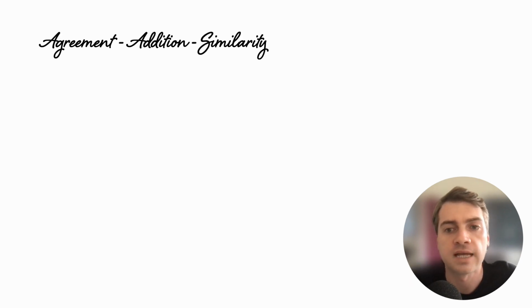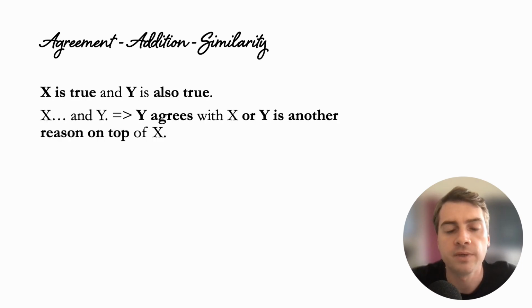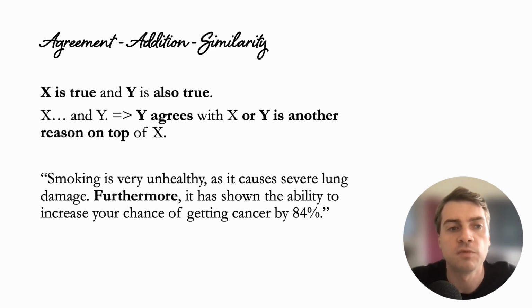So if we start with the first type as an example, agreement, addition, similarity, all right? The formula we have for this one is X is true and Y is also true. Or if we have an X part of the sentence, then a transition, and then the Y part, the sentence is saying that Y agrees with X, or Y is another reason on top of X, okay? So, for example, smoking is very unhealthy as it causes severe lung damage. Furthermore, it has shown the ability to increase your chance of getting cancer by 84%.